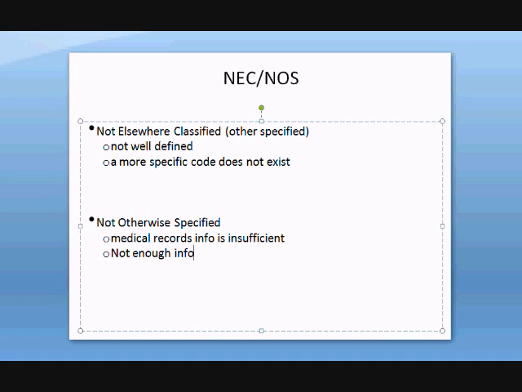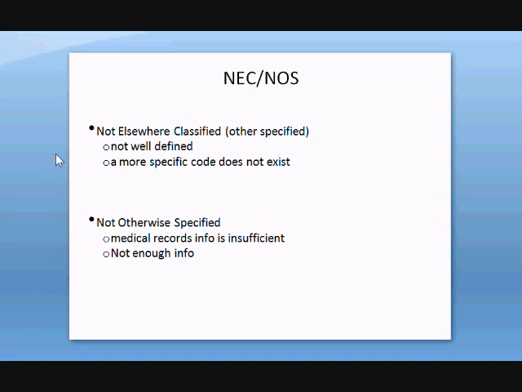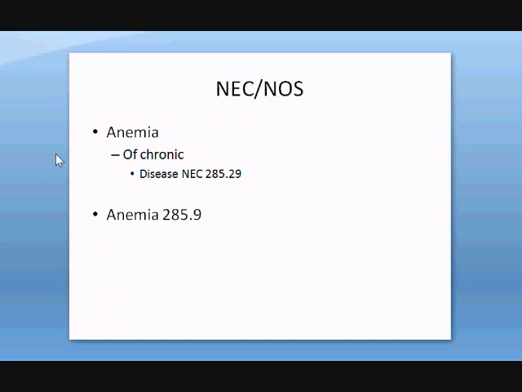It doesn't mean it doesn't exist in the book. It's just that you don't have enough information to make that determination. Therefore, you simply go with an NOS. And here are just some more examples of it. For instance, NOS, anemia of chronic disease, but it doesn't tell you specifically what the chronic disease is.